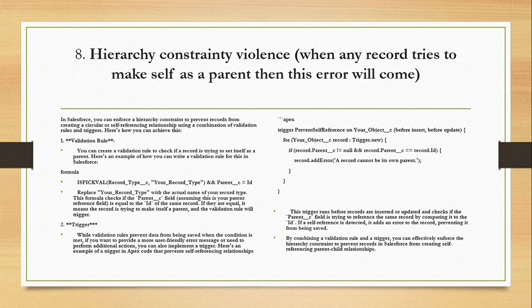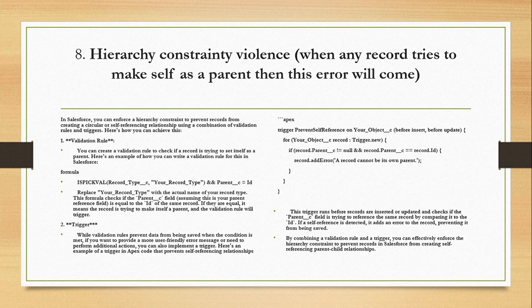So the formula is: AND(RecordType = 'YourRecordType', Parent__c = Id). Replace YourRecordType with the actual name of your record type. This formula checks if the Parent__c field, assuming that this is your parent reference field, is equal to the Id of the same record. If they are equal, then it means the record is trying to make itself a parent and the validation rule will trigger. And second, by using a trigger.